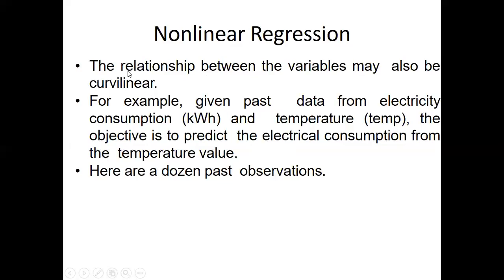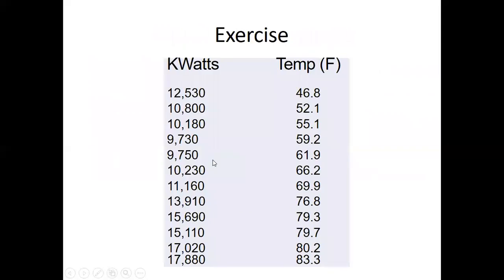Okay, curvilinear, that means it can be a curve. For example, here is an example given of past data on electricity consumption in terms of kilowatts per hour and the temperature. The objective is to predict the electrical consumption from the temperature value. Here some past data is collected.